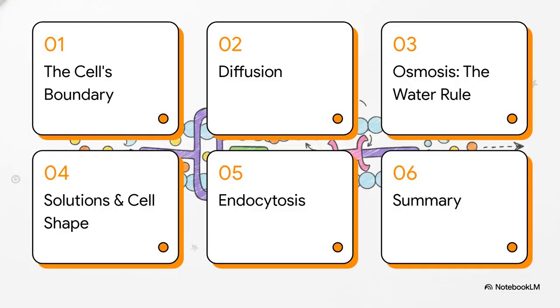Here's what we'll be covering today. We'll start by understanding why a cell even needs a boundary. Then we'll look at how things move across this boundary, first through a simple process called diffusion, and then a special case for water, which is osmosis. We'll see how this movement of water can actually change a cell's shape. After that, we'll learn how cells can actively pull things in from the outside. And finally, we'll summarize why this membrane is so absolutely vital for life.